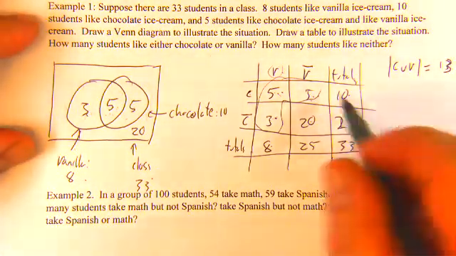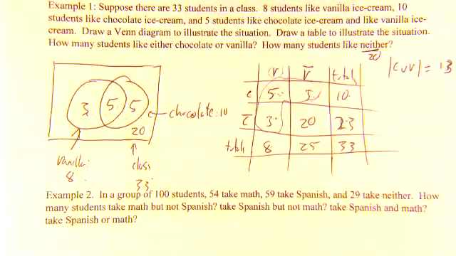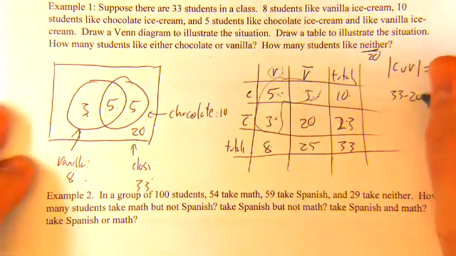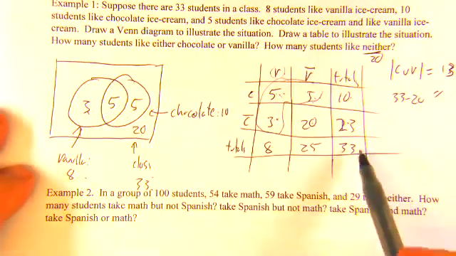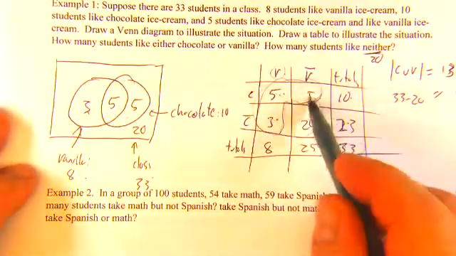Or how many students like neither? Well, that's 20. So you've got 33 students, 20 of them don't like either one. So the other 13, they must like either chocolate or vanilla. So we can either take 33 minus 20, and that tells me how many people like chocolate or vanilla, or I can add those up.